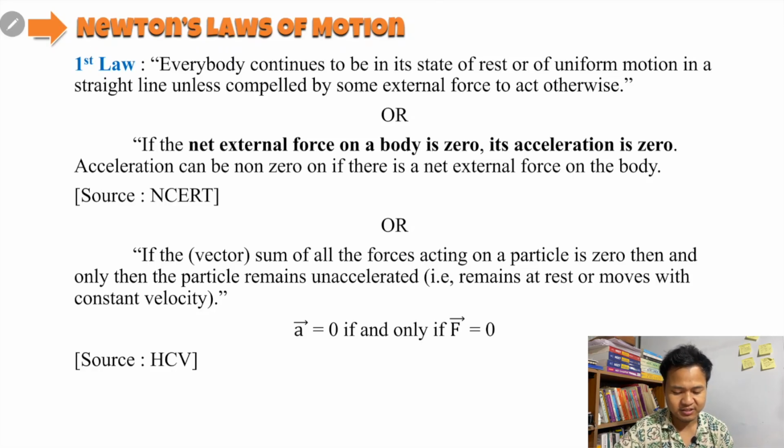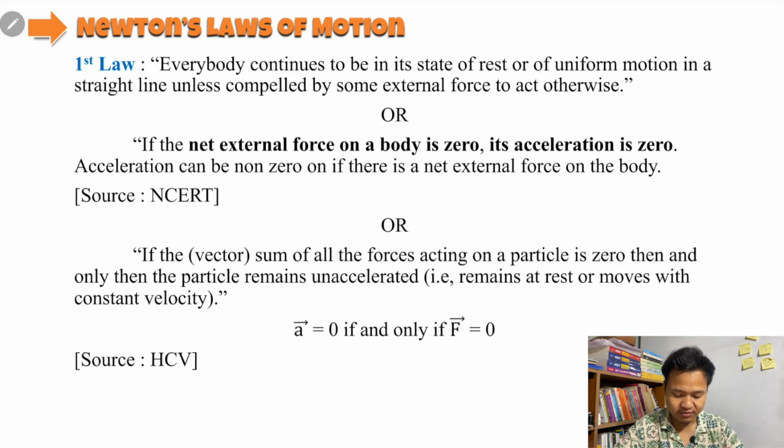See, another way of saying the first law is: if the net external force on a body is zero, net force on a body is zero, then its acceleration is zero. Acceleration zero, you have to imagine that there is no force on the object, so that means it is not moving. Okay, acceleration can be non-zero only if there is a net external force on the body.